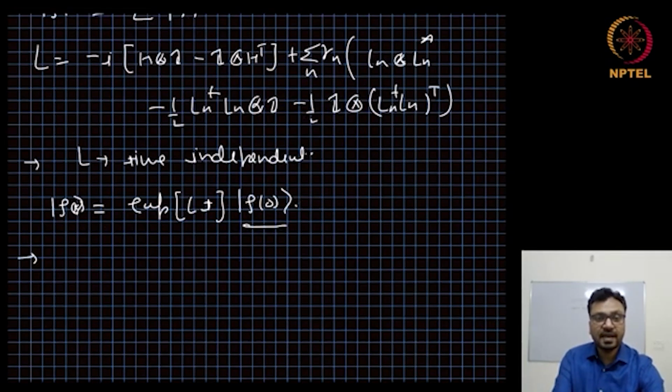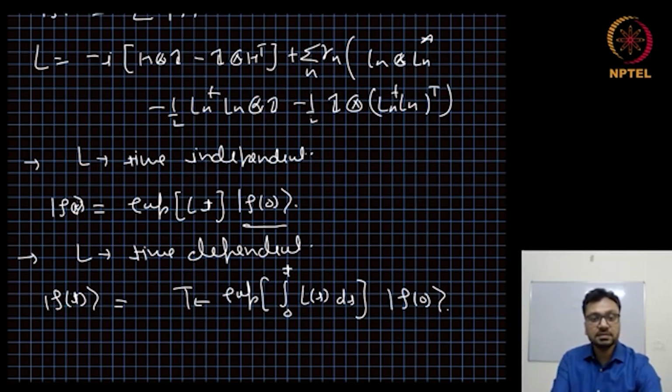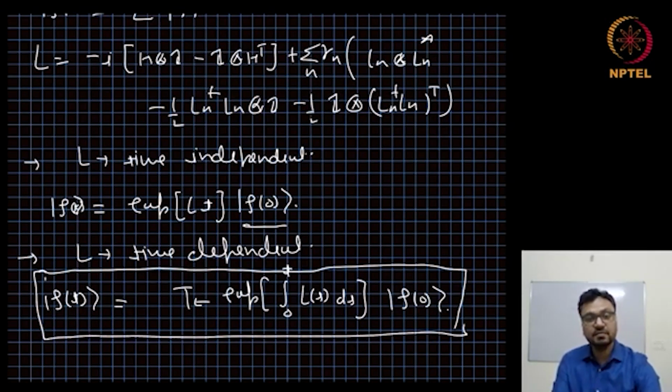If L is time dependent, then the formal solution for rho of t can be written as a time-ordered exponential of the integral from 0 to t of L(s) ds acting on rho of 0. This is the solution when L is time dependent. In that way, we can formally solve the master equation of any type, given the Lindblad master equation.